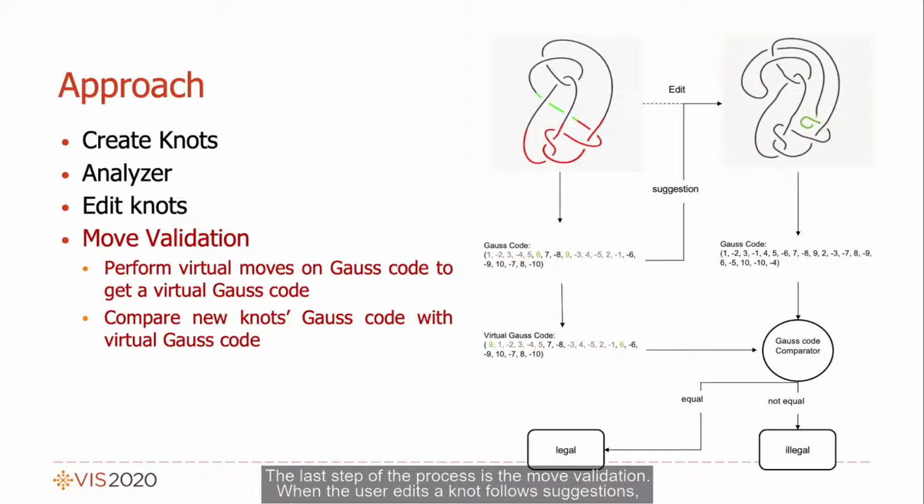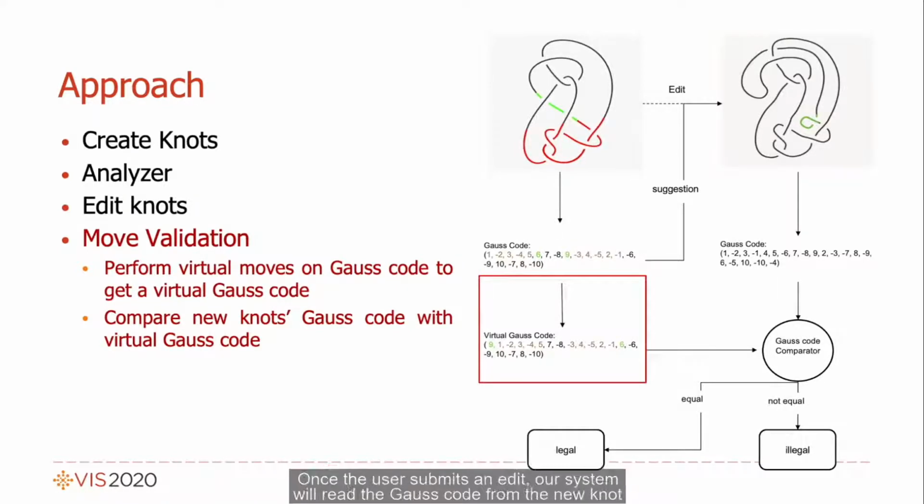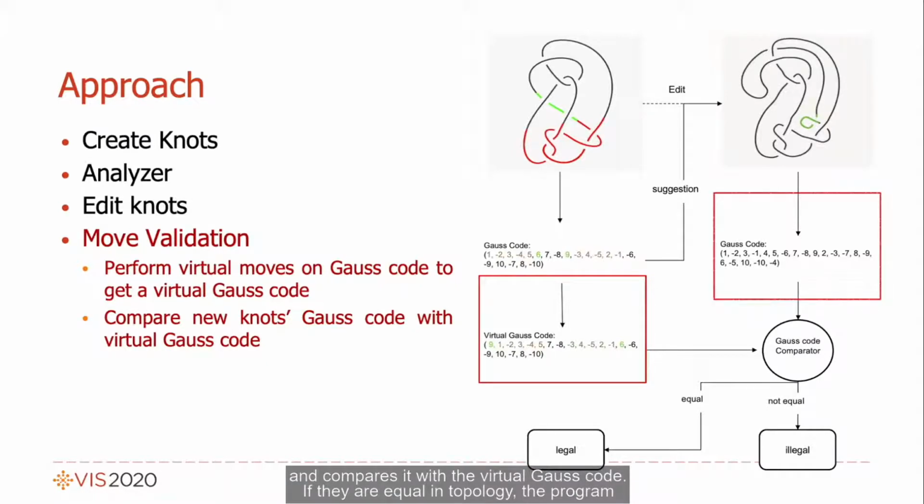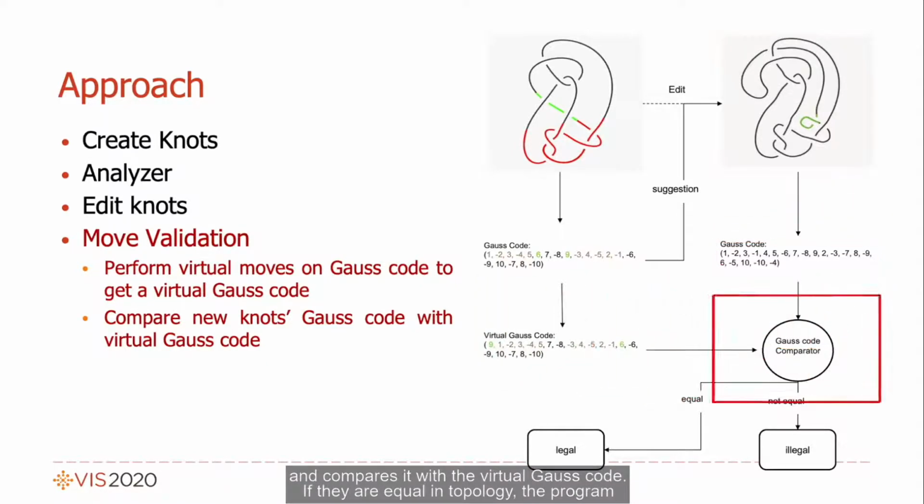When the user edits a knot following suggestions, the program performs the virtual move on the Gauss code to get the virtual Gauss code. Once the user submits an edit, our system will read the Gauss code from the new knot and compare it with the virtual Gauss code. If they are equal in topology, the program will accept this edit, otherwise it will discard this change.